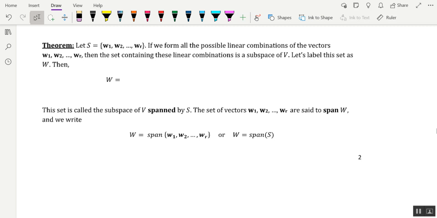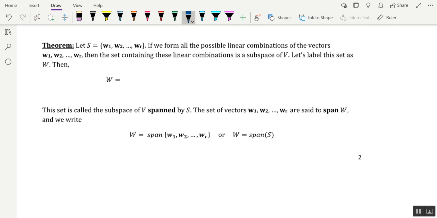We're going to discuss a theorem in this video, as well as look at some examples relating to it. So let's get started. Let S equal a set of R vectors. The theorem says if we form all the possible linear combinations of these vectors, then the set for which they're contained in is a subspace of V. And they want us to label it as W.